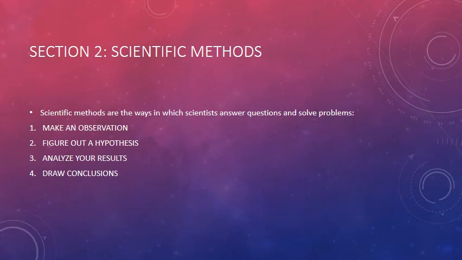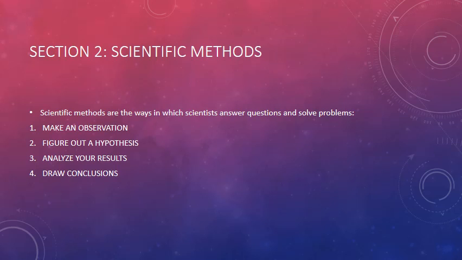In Section 2, we will be talking about scientific methods. Scientific methods are the ways in which scientists answer questions and solve problems. These are our 4 methods that we will be using for our classroom projects. 1, we will make an observation. Observations often lead to questions or problems.